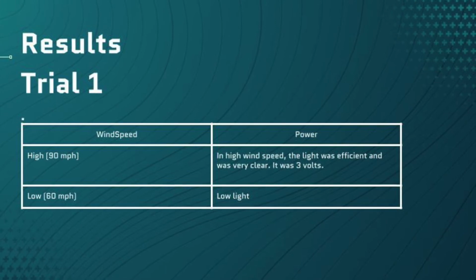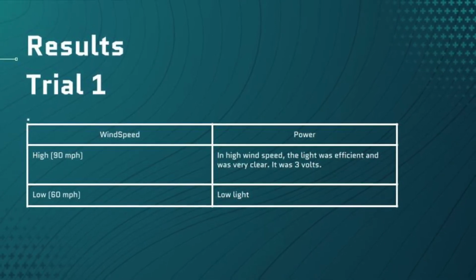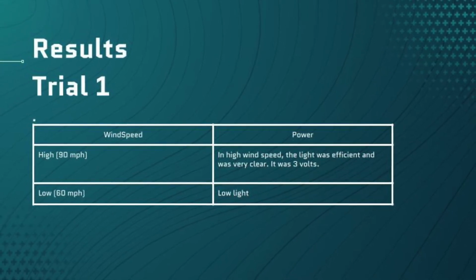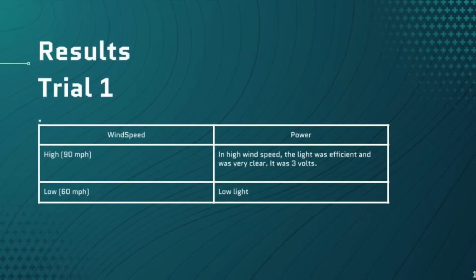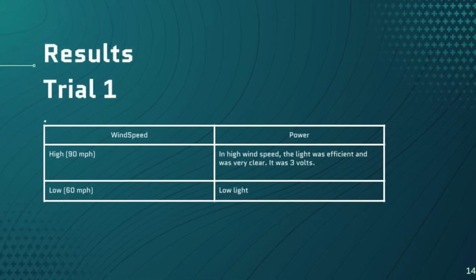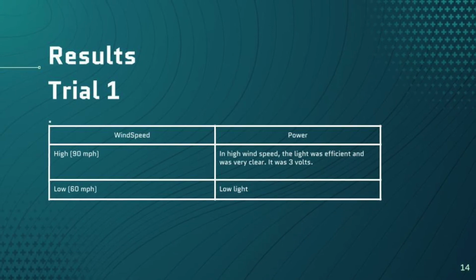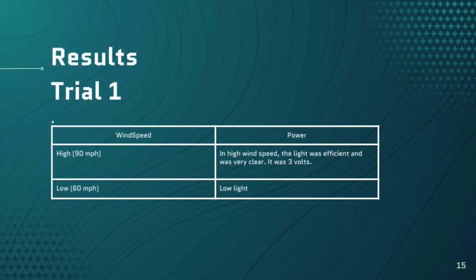Results. Trial 1. The wind speed was a high of 90 miles per hour. At this wind speed, the light was efficient and was very clear. It was about 3 volts. For the second part of trial 1, the wind speed was a low of 60 miles per hour and the light was very dim.